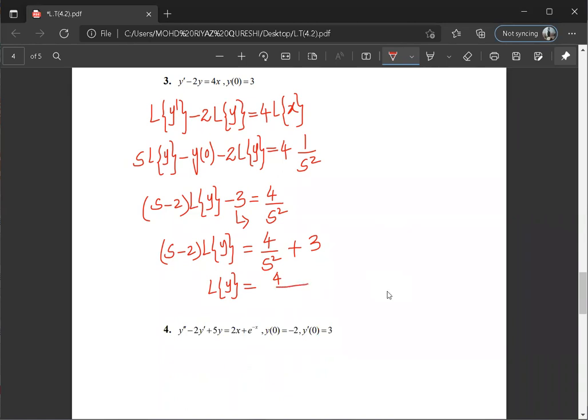4 over s square into s minus 2 and then plus 3 over s minus 2. It's a very simple question. Just remember this y dash formula, y prime formula.